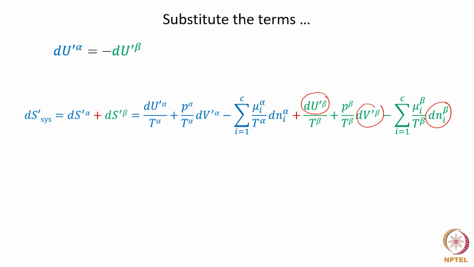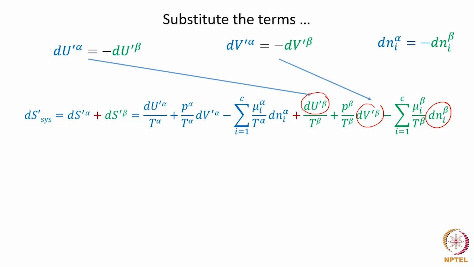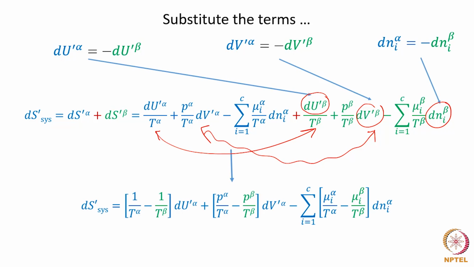We now have dU alpha is equal to minus dU beta, so we substitute for dU beta, and we have dV alpha is equal to minus dV beta, which we substitute for dV beta, and we have dn_i alpha is equal to minus dn_i beta, which we substitute here for dn_i beta. We are able to see there is something common among these terms. We see that these two terms have something common, so we can gather them together. Similarly, these two terms can be gathered and the summation terms also can be gathered. So we do that, and when we combine them, we see that the change in the entropy of the entire system is written as (1/T alpha minus 1/T beta) into dU alpha. The minus sign comes because of the minus sign here, and (P alpha/T alpha minus P beta/T beta) into dV alpha.